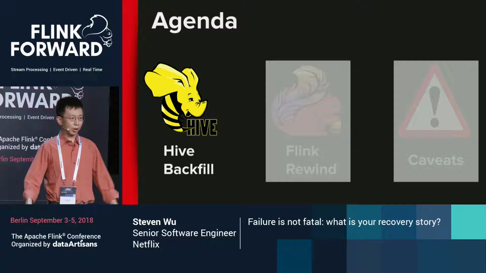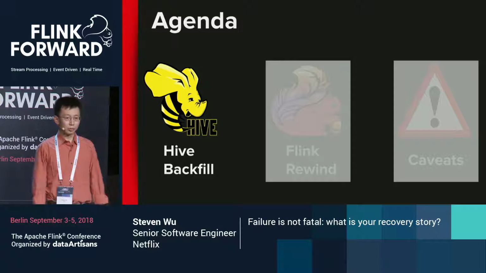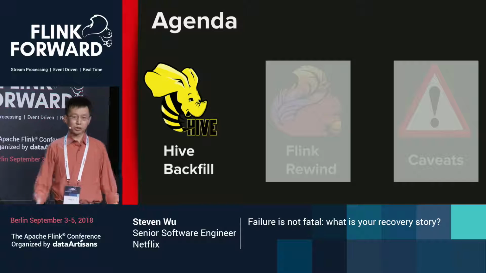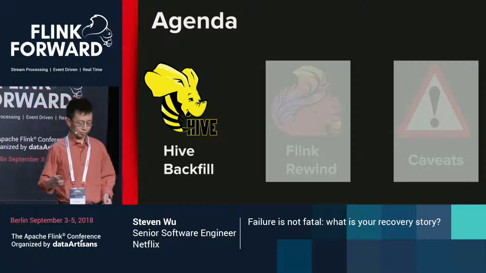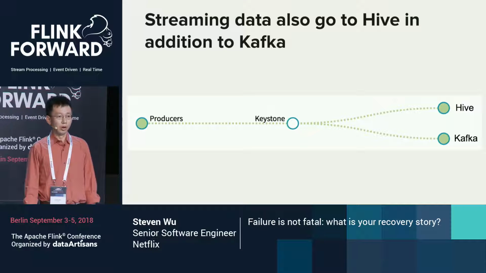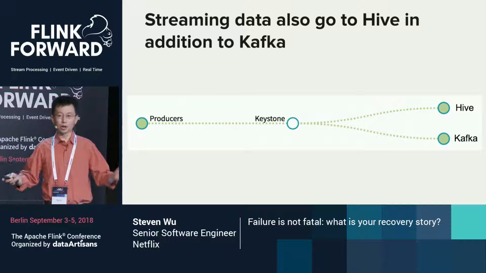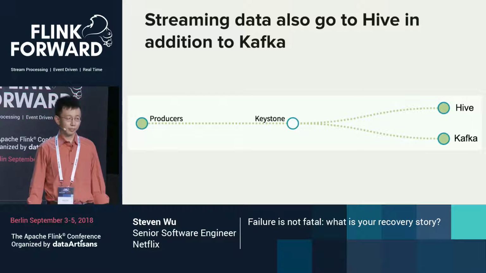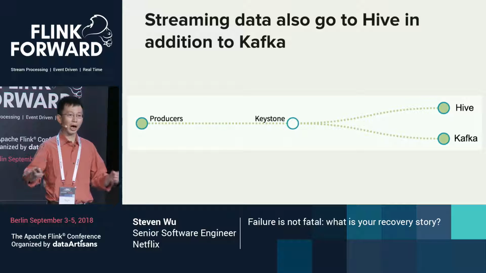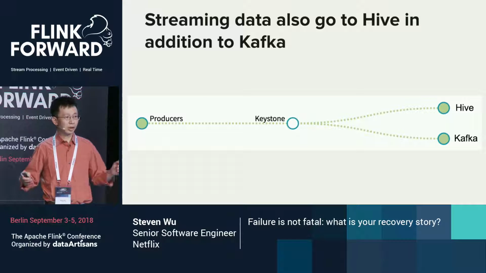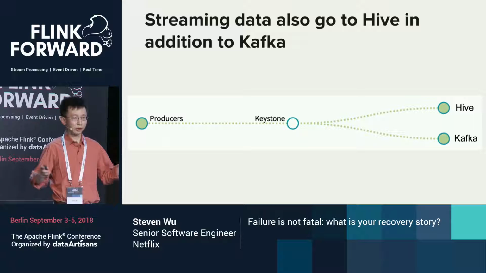With this quick introduction of our stream processing platform, now let's look into our failure recovery story. I first talk about how do we use Hive data warehouse as a backfill source. For stream processing, the application consumed from Kafka topic. So our Keystone data pipeline will deliver the data to a Kafka topic. But in addition, our Keystone data pipeline also delivers data to Hive table because there are typically some batch processing need on the same data set.